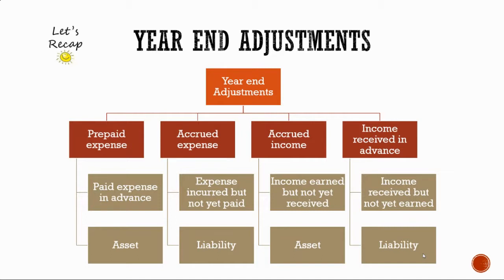Then accrued income is income that I've earned, but I haven't physically received. That would be an asset in my books. And income received in advance is income I've received, but I haven't delivered the service or the goods as yet. So for that reason, I would create a liability in case I need to repay it.